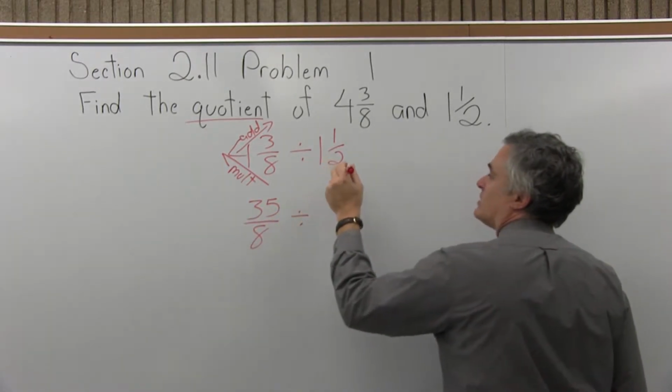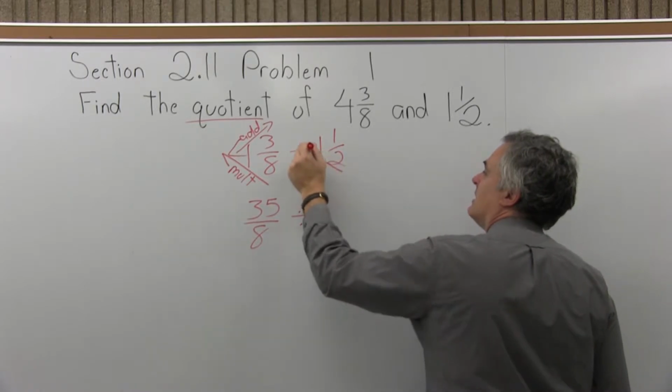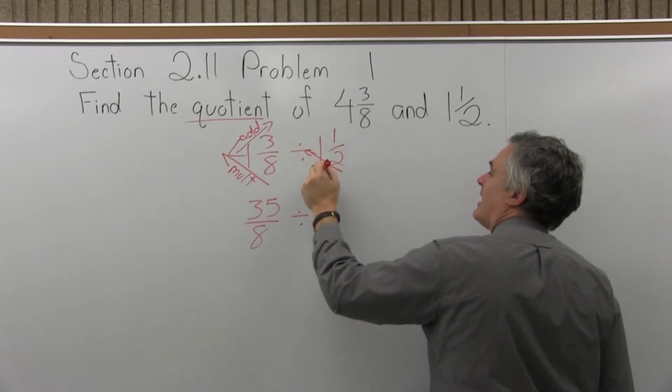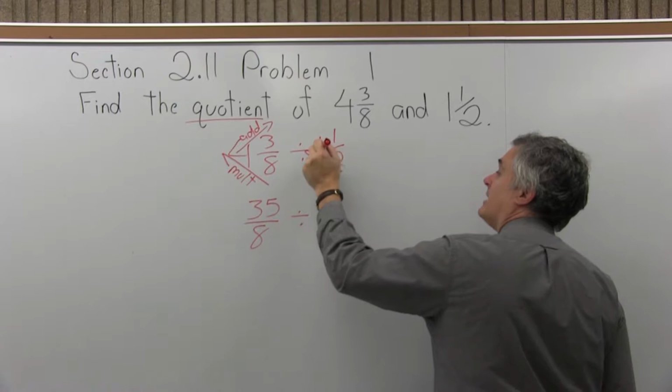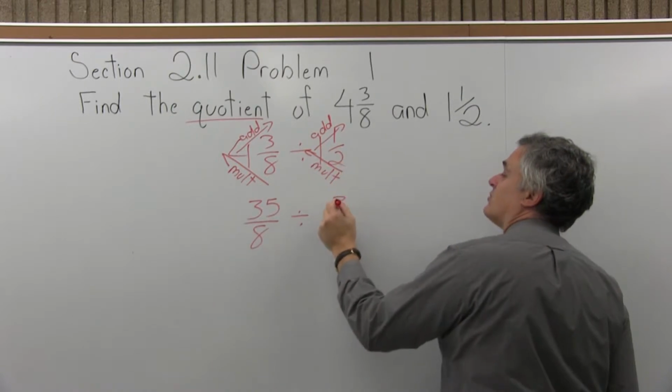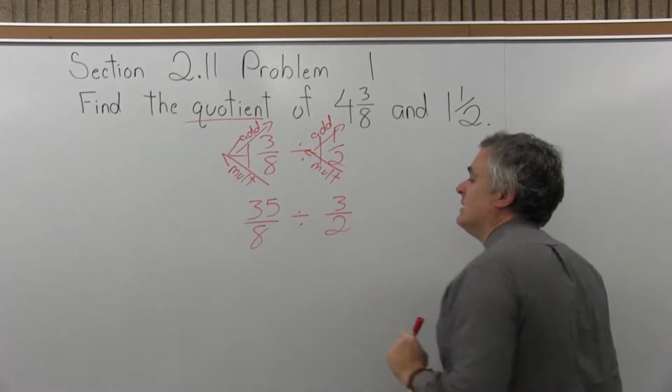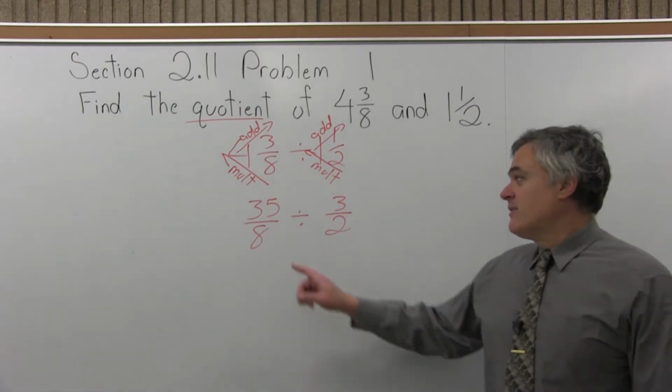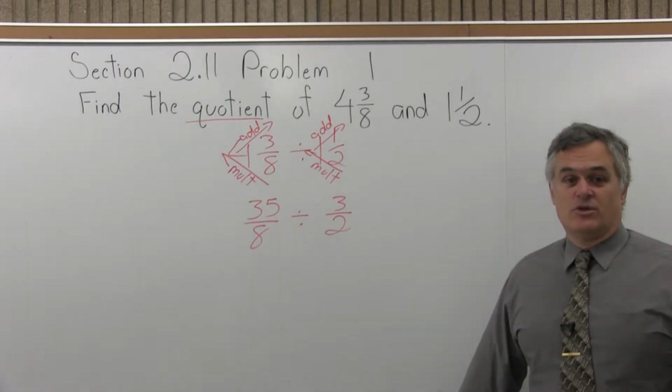And the second fraction, 1 1/2, same process. The denominator multiplied times the number in front. So 2 times 1 is 2. Take that result and add it to the numerator. The result of 2 plus 1 more is 3. So I've rewritten the problem now as 35 over 8 divided by 3 over 2.